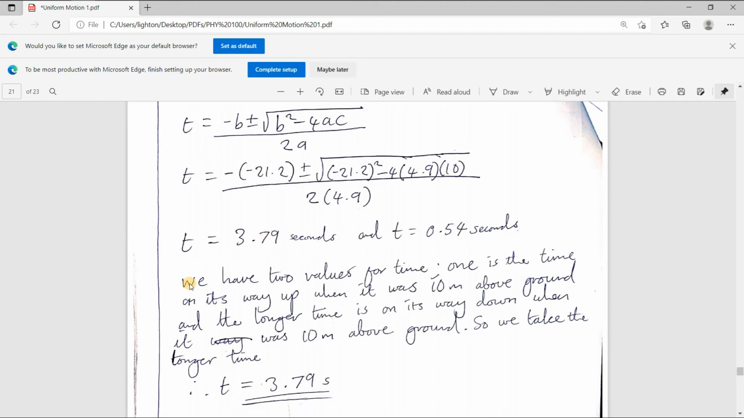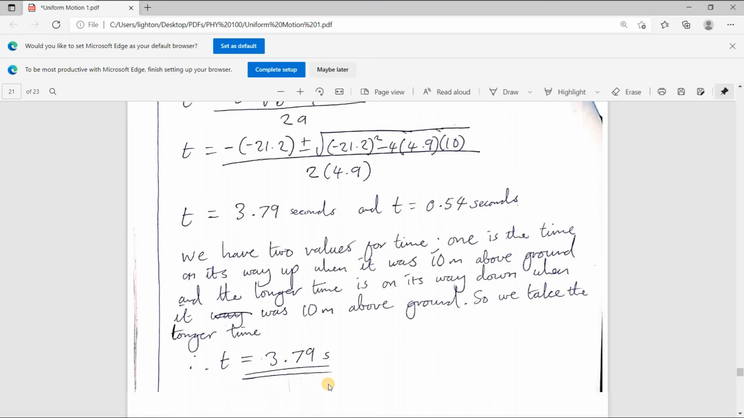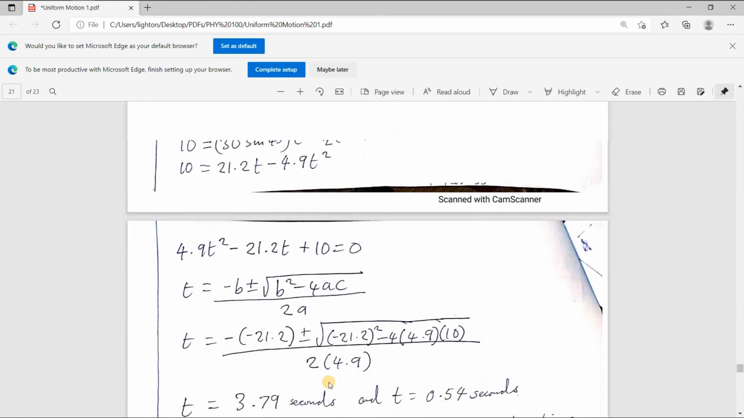And let's see here what we have. We have two values of time. One is the time on its way up, when it was 10 meters above the ground. And the longer time is on its way down, when it was 10 meters above the ground. So we take the longer time, which is t equals 3.79 seconds. So our time is 3.79 seconds, is what we want.